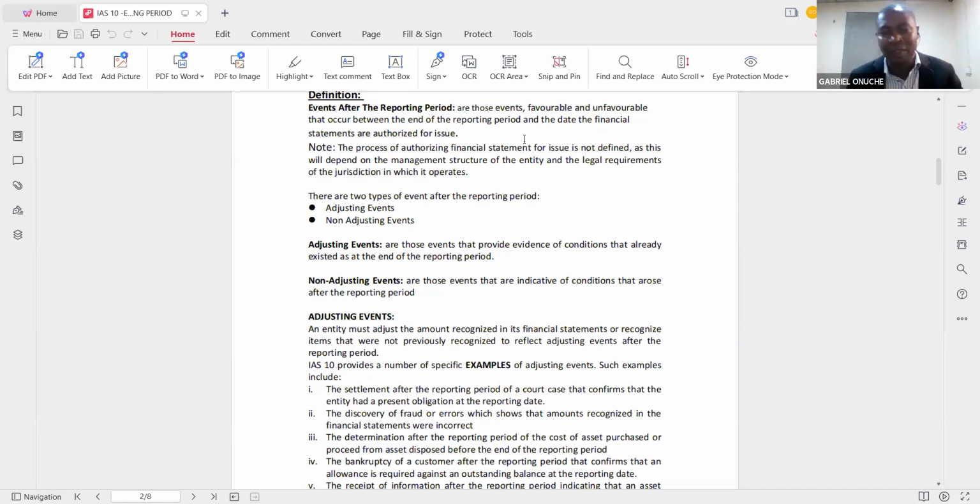If the date is known, and two, when was the financial year end of the entity? If the dates are known, then between these dates, does any event occur? Is it a favorable event? Is it an unfavorable event? Does it need adjustment? Does it need mere disclosure? This is what IAS 10 is concerned with. This answers your question.